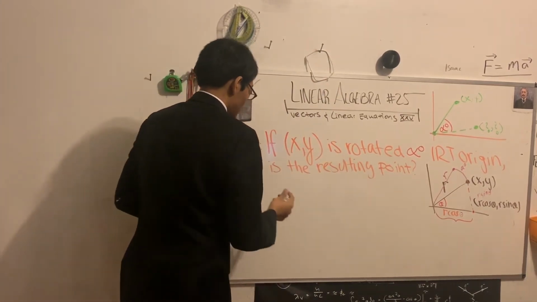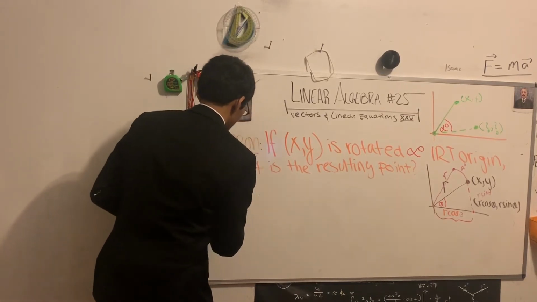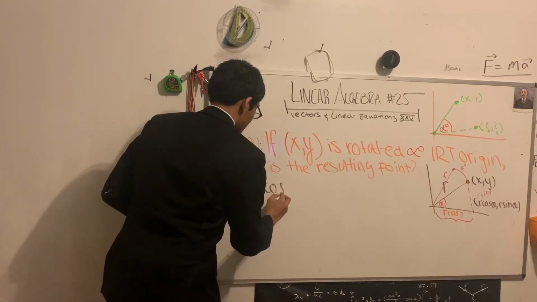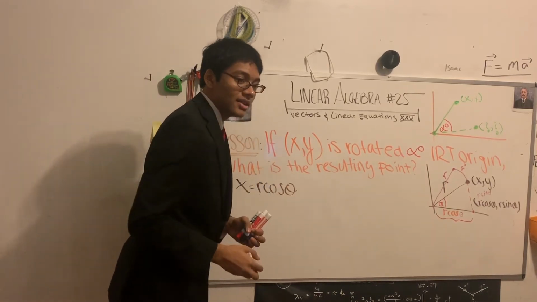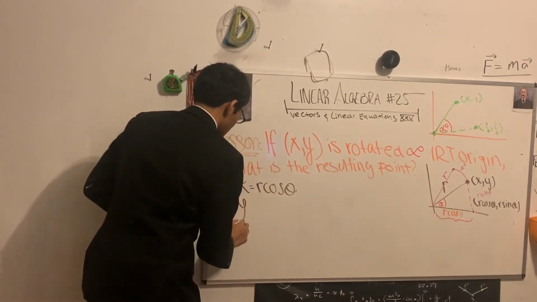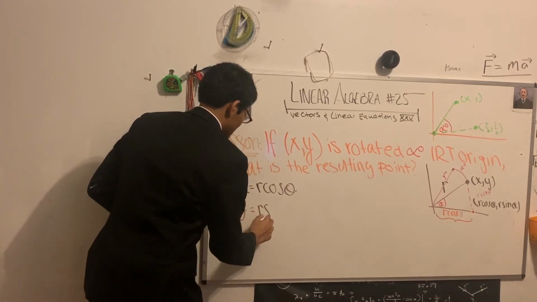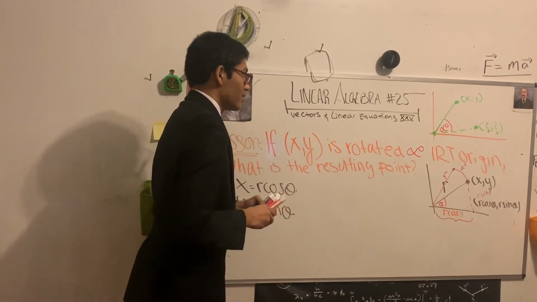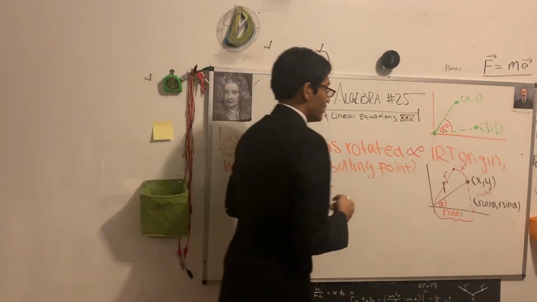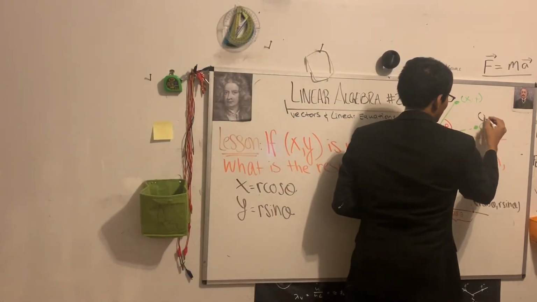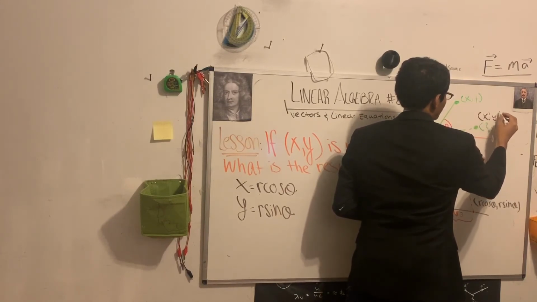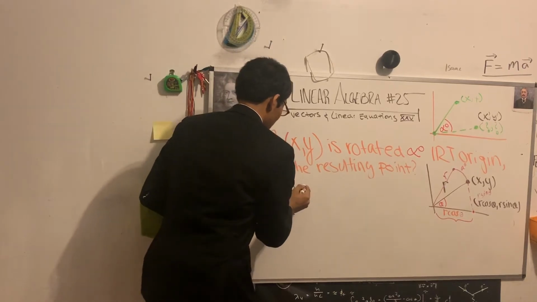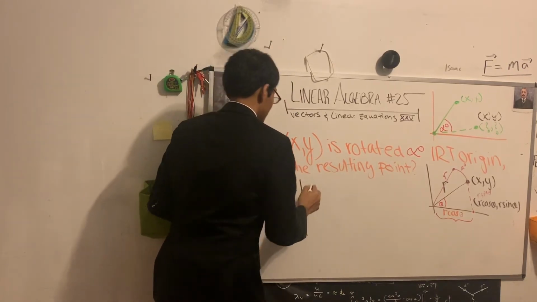So now, what have I shown you? I've shown you that x is the same thing as r cosine theta, and that y is the same thing as r sine theta, according to polar coordinates. Why don't I just name this new point x prime, y prime? And I want to find out what that new point is. Well, let me try to do that right now.